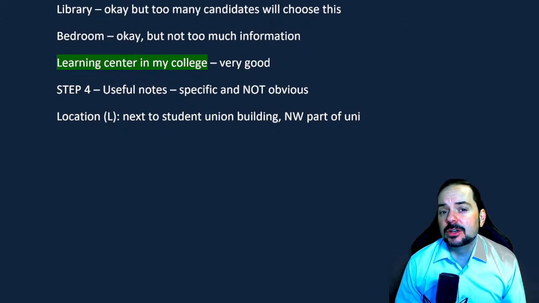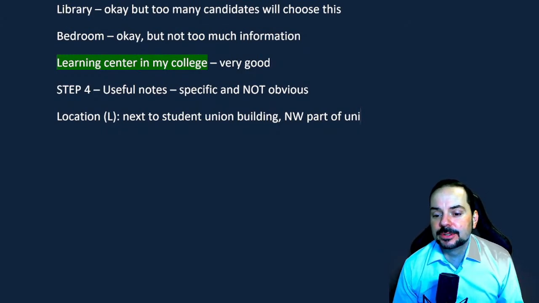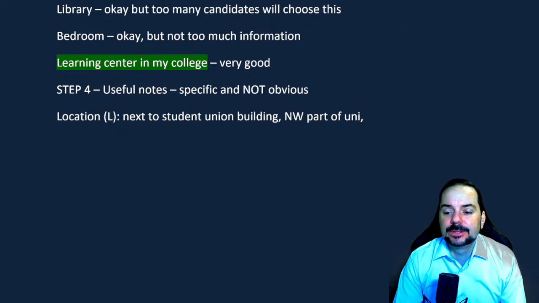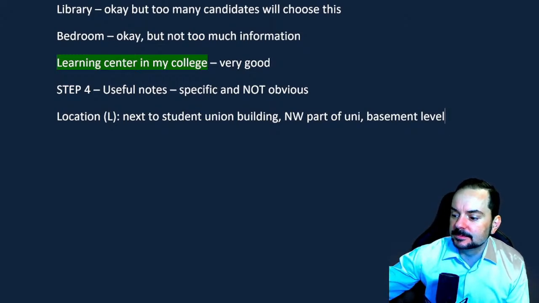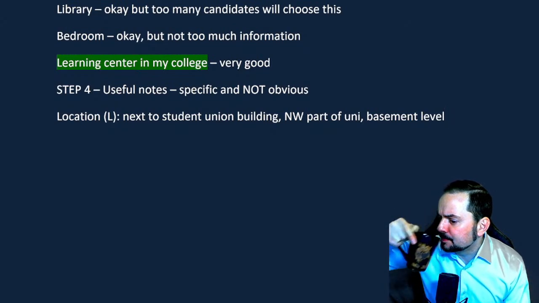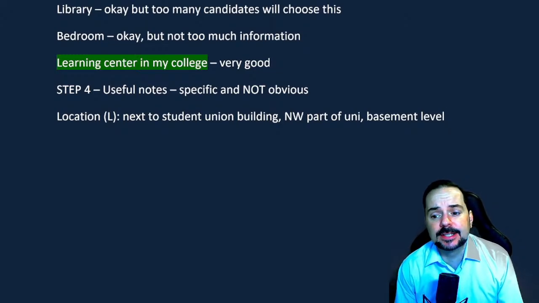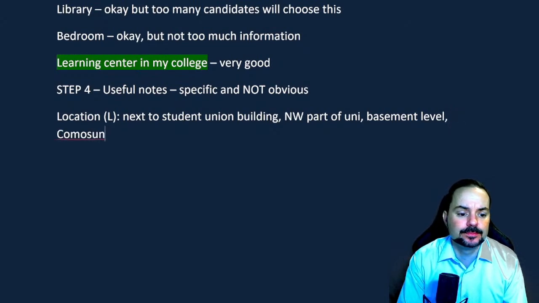Often study centers in universities are, I don't know why, but I find they're often in the basement or below ground. Okay, maybe because it's quiet. I don't know, could be. So, basement level. All right, so those would be my notes for the location. The college that I attended, it's called Camosun College.